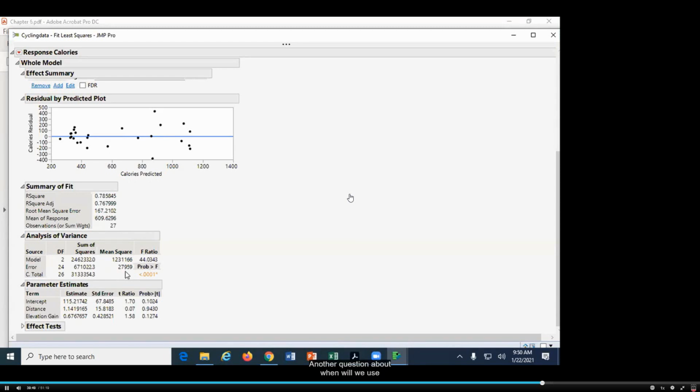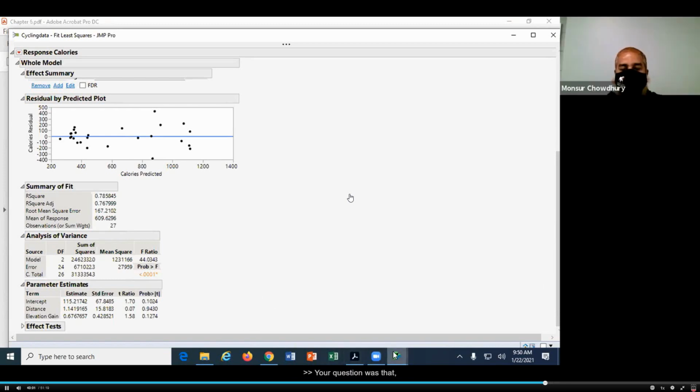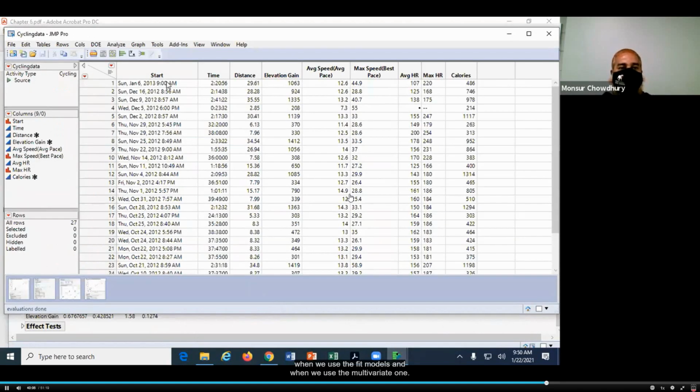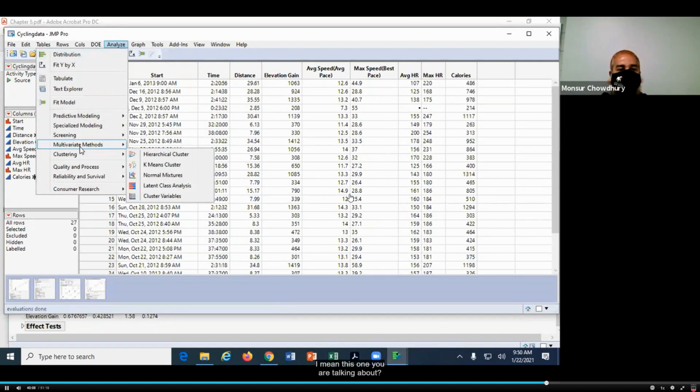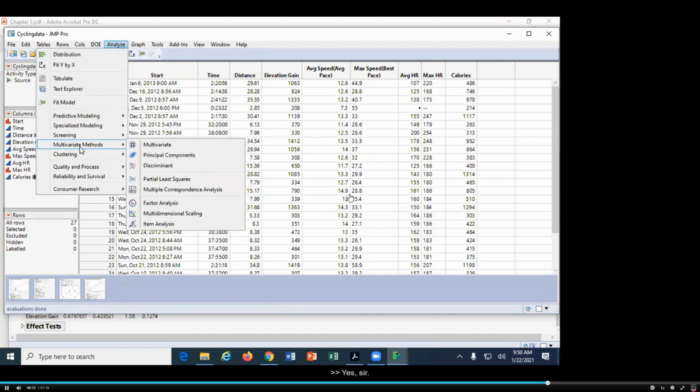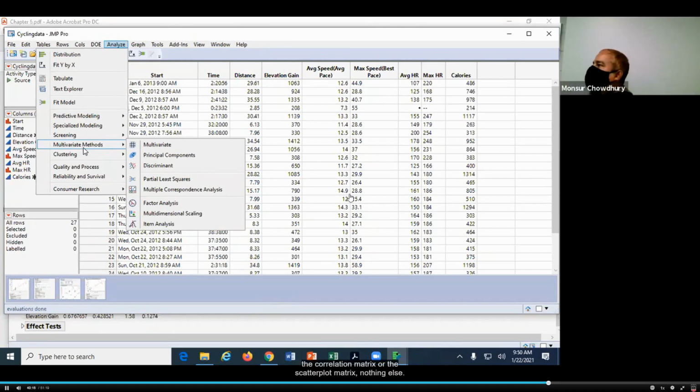Thank you. I do have another question about when would we use the fit model in analyzing a multiple linear regression, and when do we use the multivariate? Okay, so your question was when we use the fit model and when we use the multivariate one. I mean this one you are talking about? Yes, sir. Okay, so this one we just use to get the correlation matrix or the scatter plot matrix, nothing else.